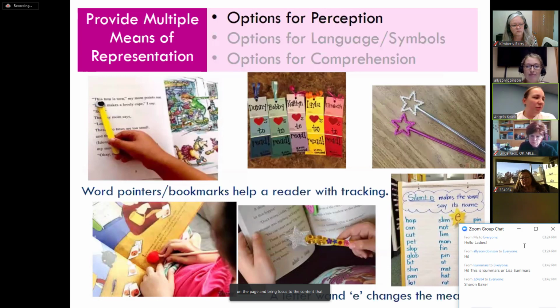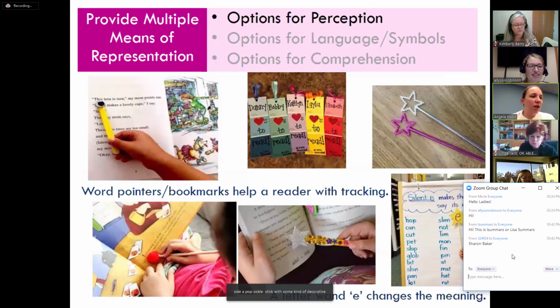It may be something as simple as what you see here on the left-hand side, a popsicle stick with some kind of decorative item to help the students track along the text. It could be just their finger. But sometimes having students interact with a tool that they find creative and interesting, specific to them, would allow them to use that and be interested in that learning opportunity.